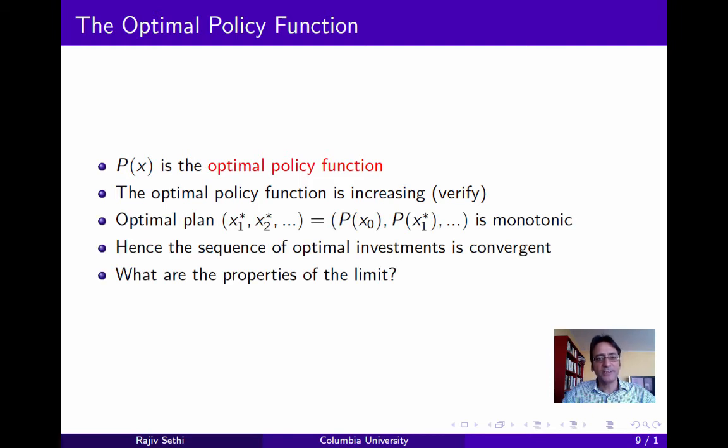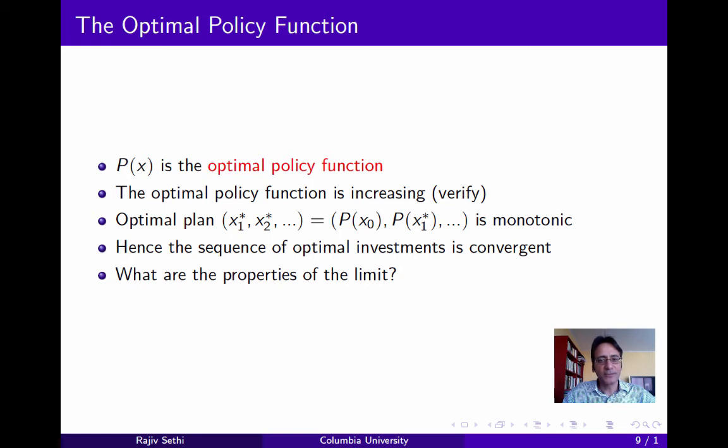And the implication of this is that optimal plans must be monotonic. If tomorrow's capital is more than today's capital, then the capital the day after tomorrow must be even greater than tomorrow's capital. And since the production function f is bounded, we have a monotonic and bounded real sequence, which of course is convergent. So starting from your initial level of capital, you're either going to have an increasing and convergent sequence of capital levels, or a decreasing and convergent sequence.